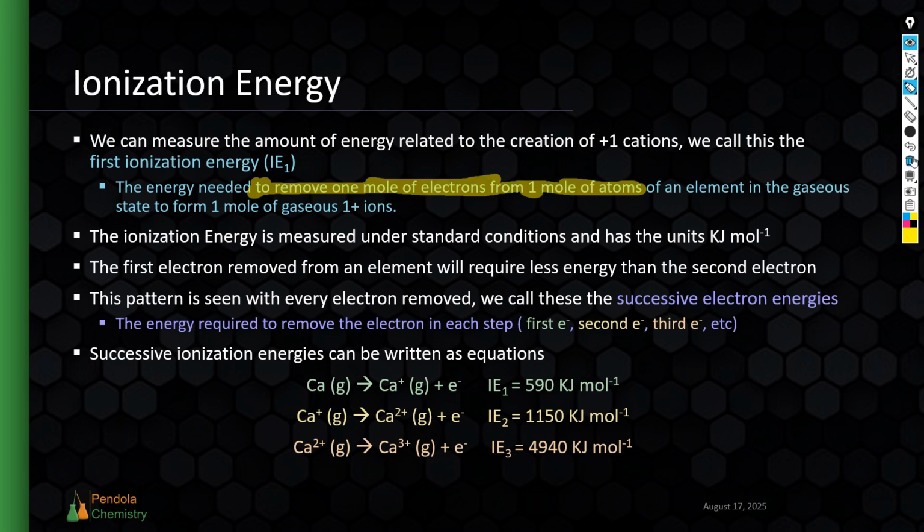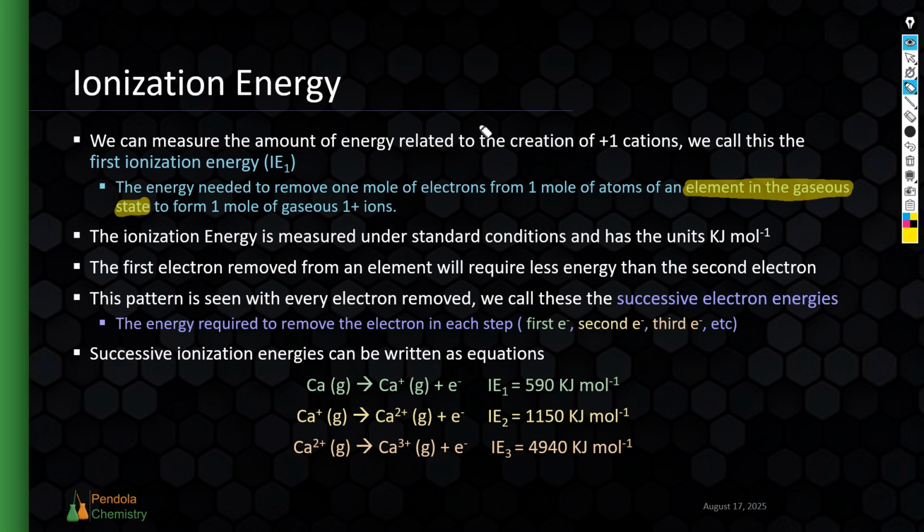The second part of this definition is of an element in the gaseous state. And this is actually very important because if we had to remove 1 mole of electrons from 1 mole of atoms in the liquid state versus the gaseous state, the amount of energy it would take to do that would actually be different. And so we need to specify the state of matter of that element.